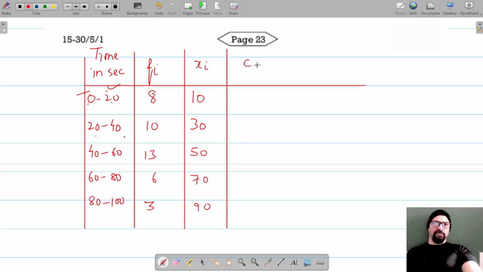Now let's find out the cumulative frequency. So cumulative frequency, let's write down 8. 8 plus 10 is 18. 18 plus 13.